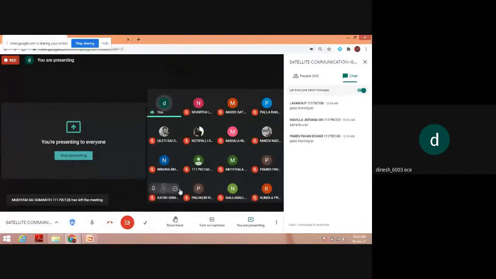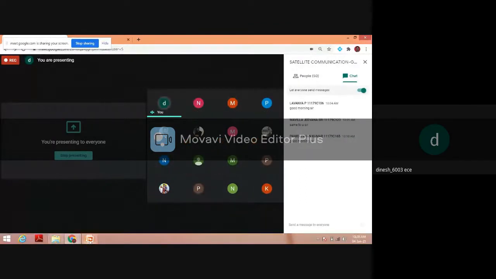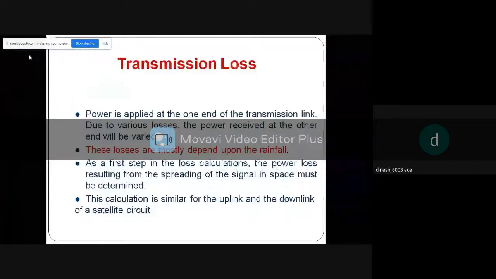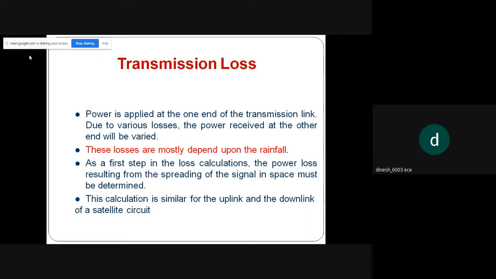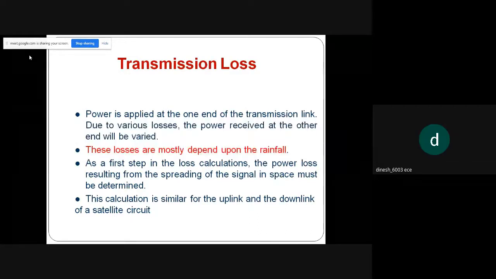Since there are no queries, I'll proceed to the next parameter, which is transmission loss. Power is applied at one end of the transmission link. Due to various losses, the power received at the other end will vary. For example, if we send 100 watts of power at the transmitter, the same 100 watts will not be obtained at the receiver due to the channel losses.